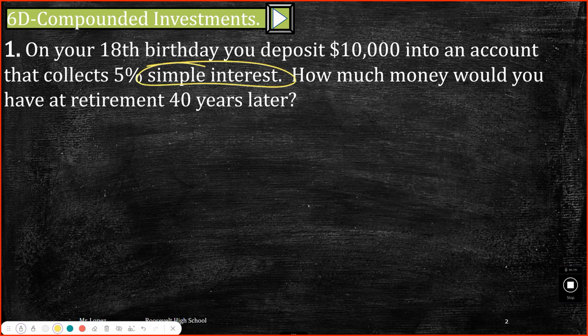What does this mean? It means that you make 5% off of that 10,000. What is 5% of 10,000? Get your calculators again. What's 5%? Well, 5% is 0.05. 0.05 times 10,000. How much is that?